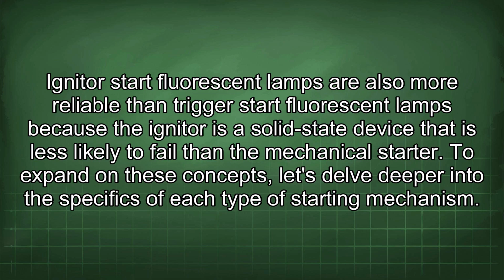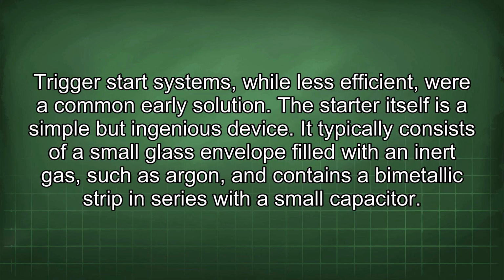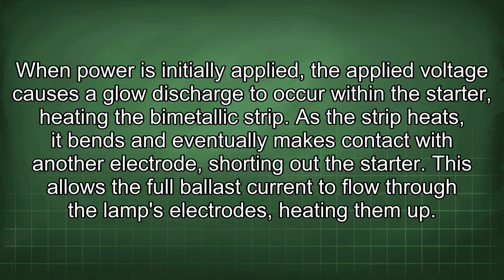To expand on these concepts, let's delve deeper into the specifics of each type of starting mechanism. Trigger start systems, while less efficient, were a common early solution. The starter itself is a simple but ingenious device. It typically consists of a small glass envelope filled with an inert gas, such as argon, and contains a bimetallic strip in series with a small capacitor. When power is initially applied, the applied voltage causes a glow discharge to occur within the starter, heating the bimetallic strip. As the strip heats, it bends and eventually makes contact with another electrode, shorting out the starter.